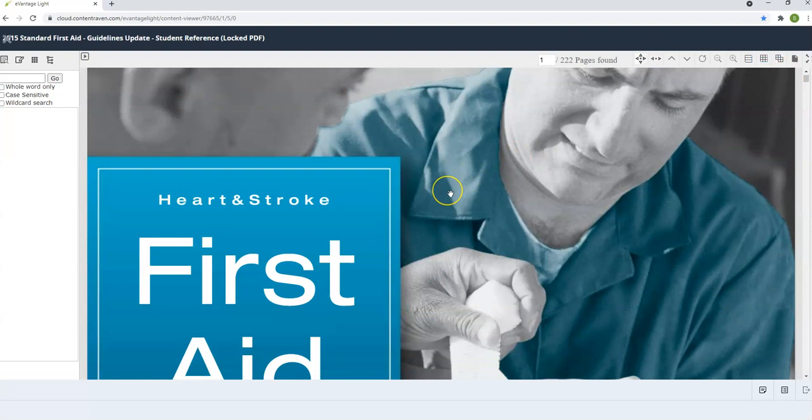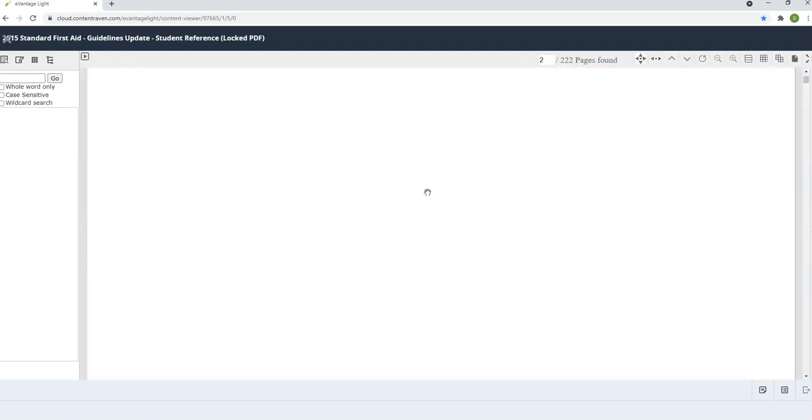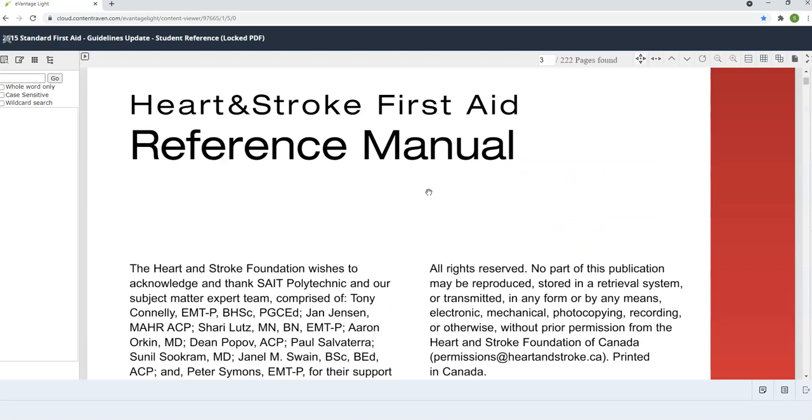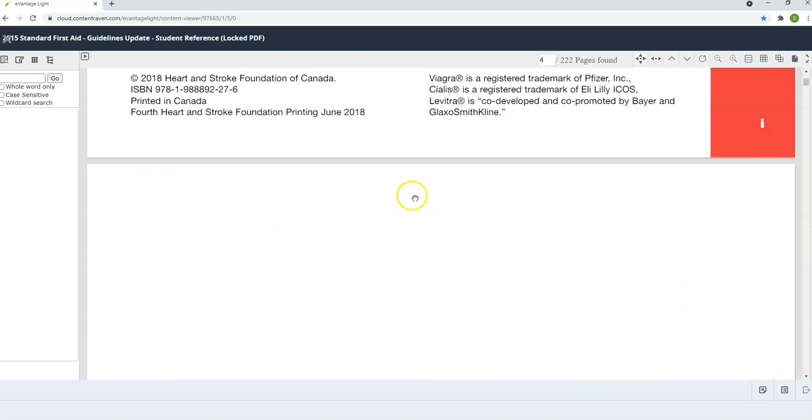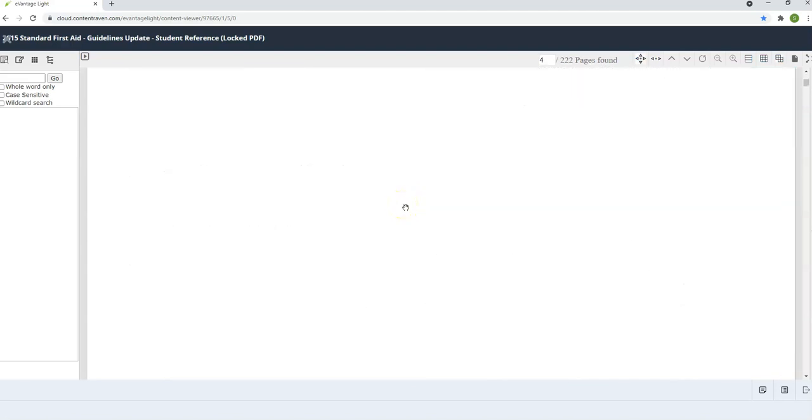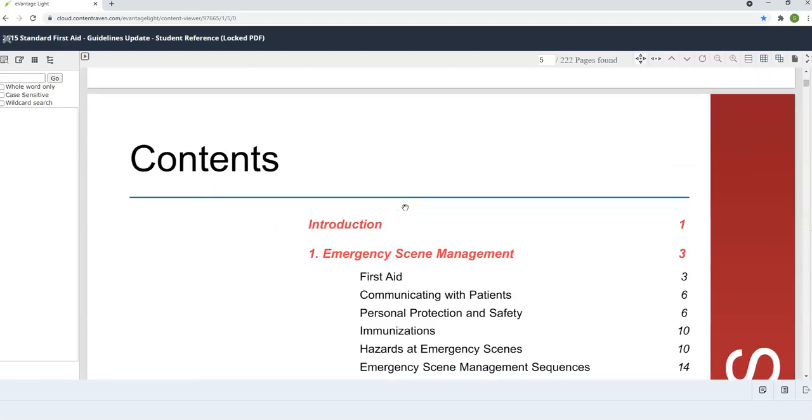When you log in and have your manual open, you scroll down after the introduction. This is the table of contents, and this is what I'm going to use to provide the outline of the course. The introduction is on page 1, and then emergency scene management.